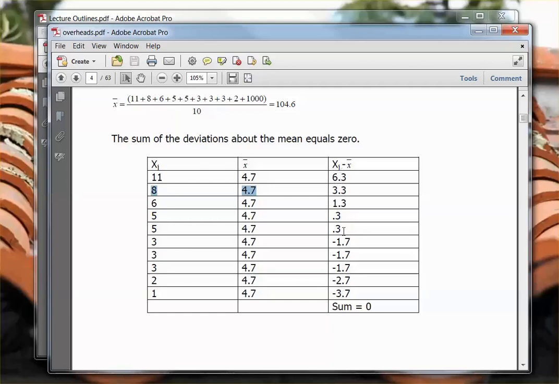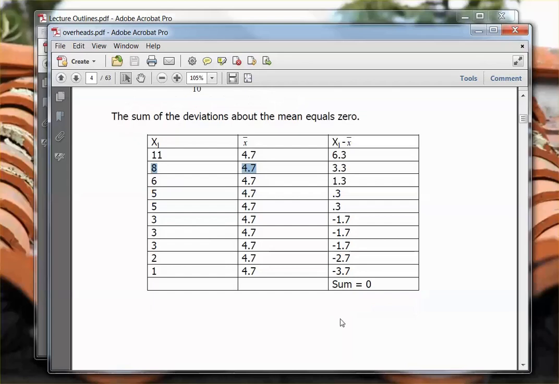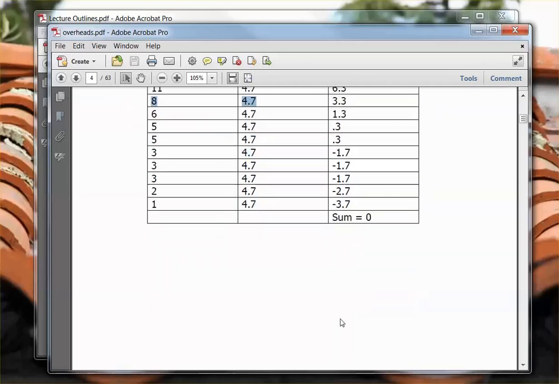And then you added all of these up together. So you add 6.3, 3.3, etc. You would find that the sum is 0. That's an important property of the mean. This happens every time. The mean is in the middle of each data point, so that's what it's going to equal. It's going to sum to 0. But that means that we're going to have to take this property into account in some of our other formulas. It will be important to consider.